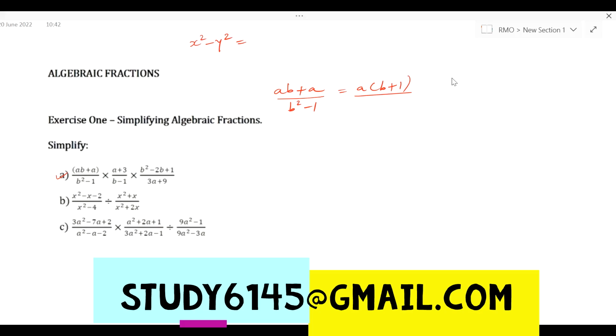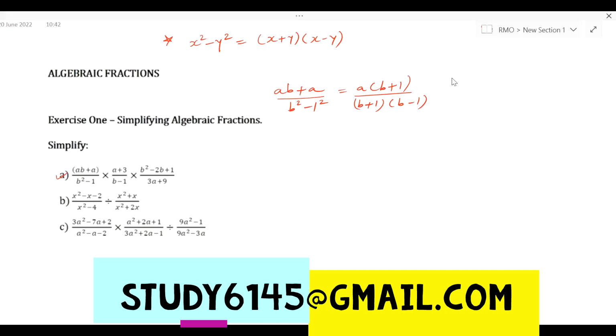Do you remember this formula? We would write x plus y and x minus y. Perfect, good. So just write down over here what we will write in this part then. For that, we would write b plus 1 and b minus 1. Perfect, good. So now what should be the next step?